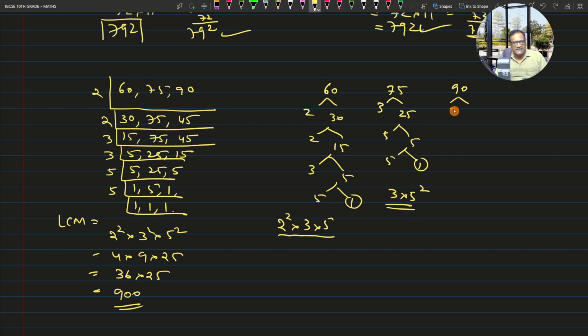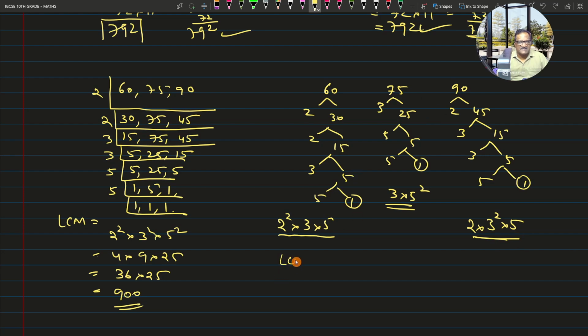Now for 90, I'll start with 2. I'll write here 45. Now I'll go for 3, 15. Then I'll go for 3, 5. Then I'll go to 5 and 1. Right? So the prime factors that I'm getting is 2 into 3, 2 times. So 3 square into 5. Okay. So these are the prime factors of 60, 75, 90.